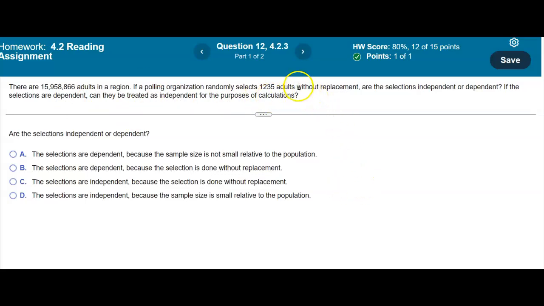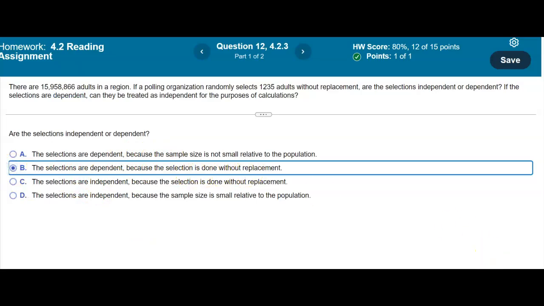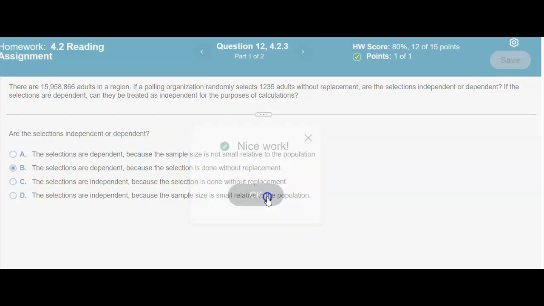The key word here is the fact that it's saying without replacement. When you think about without replacement, that means that the selections are going to be dependent. So therefore, are the selections independent or dependent? Well, the selections are dependent. Well, what is the reason? It's because the selection is done without replacement. Therefore, that would be the first answer.